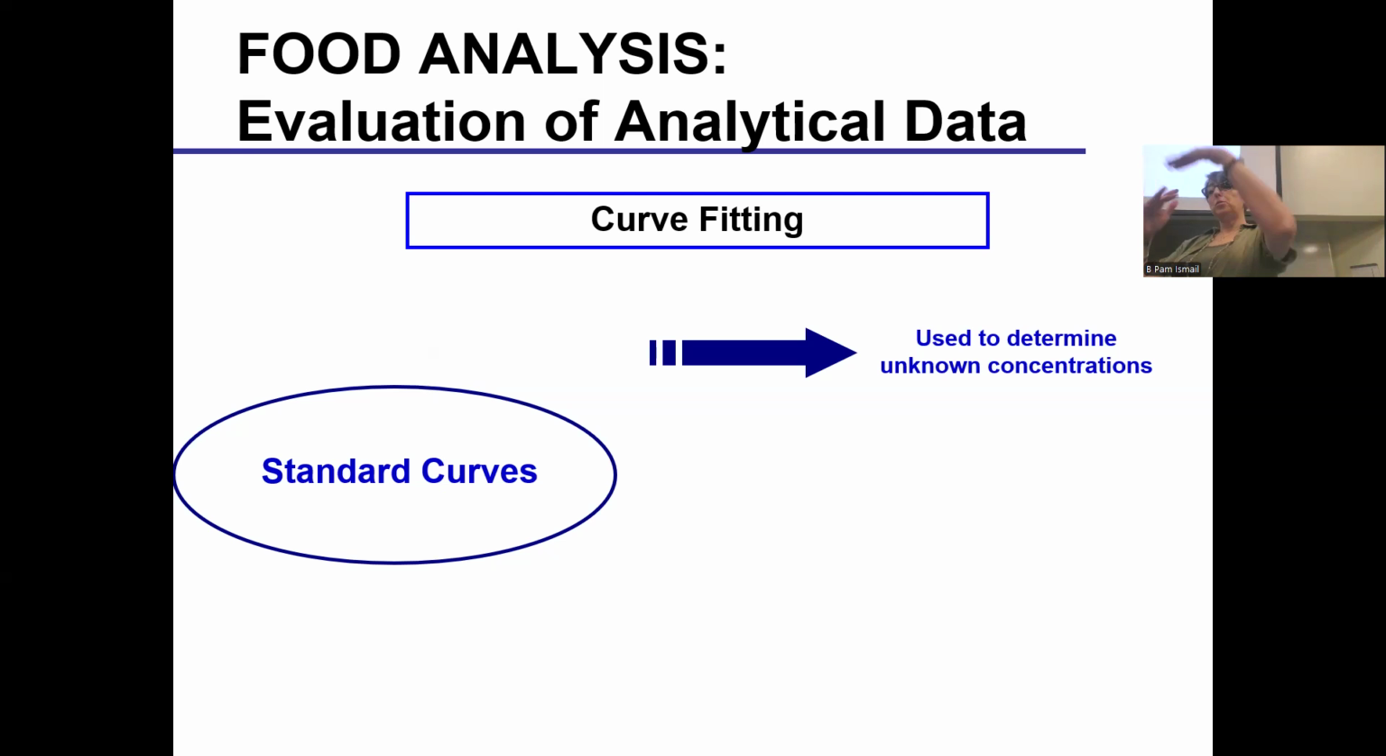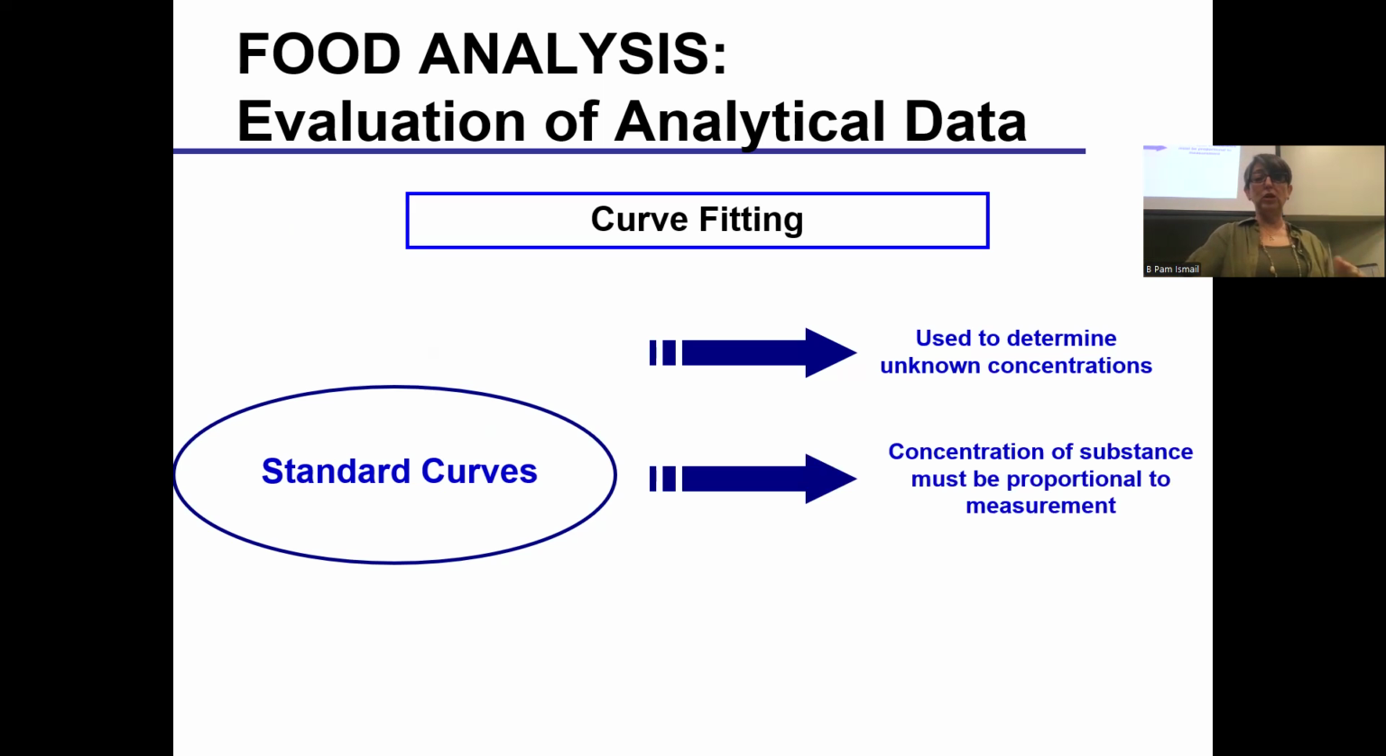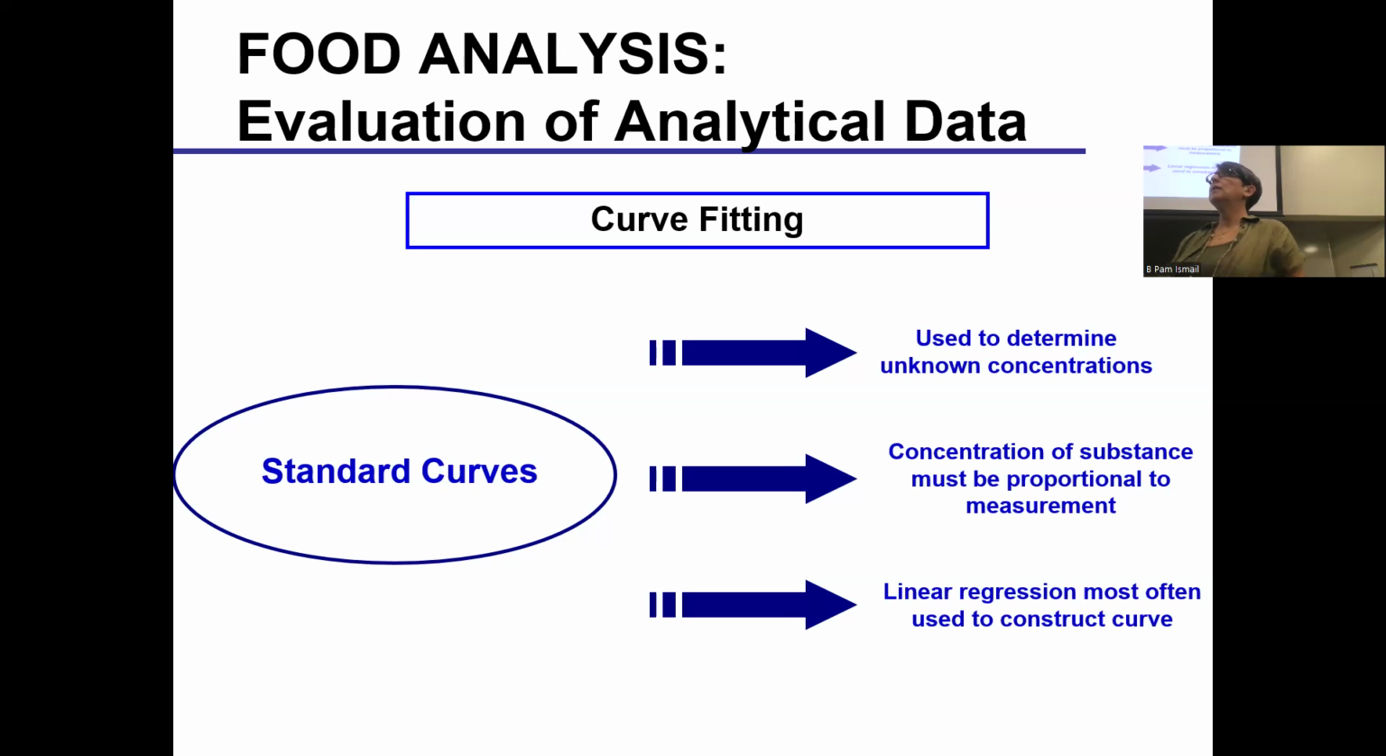So we plot the absorption against the concentration so that we can use it to get the equation of the line to determine an unknown concentration. Usually when we do that, we have determined previously that there is some sort of relationship between the concentration and the absorption. Oftentimes in food analysis, it is linear regression. So you have a linear increase in absorption when you have an increase in concentration.